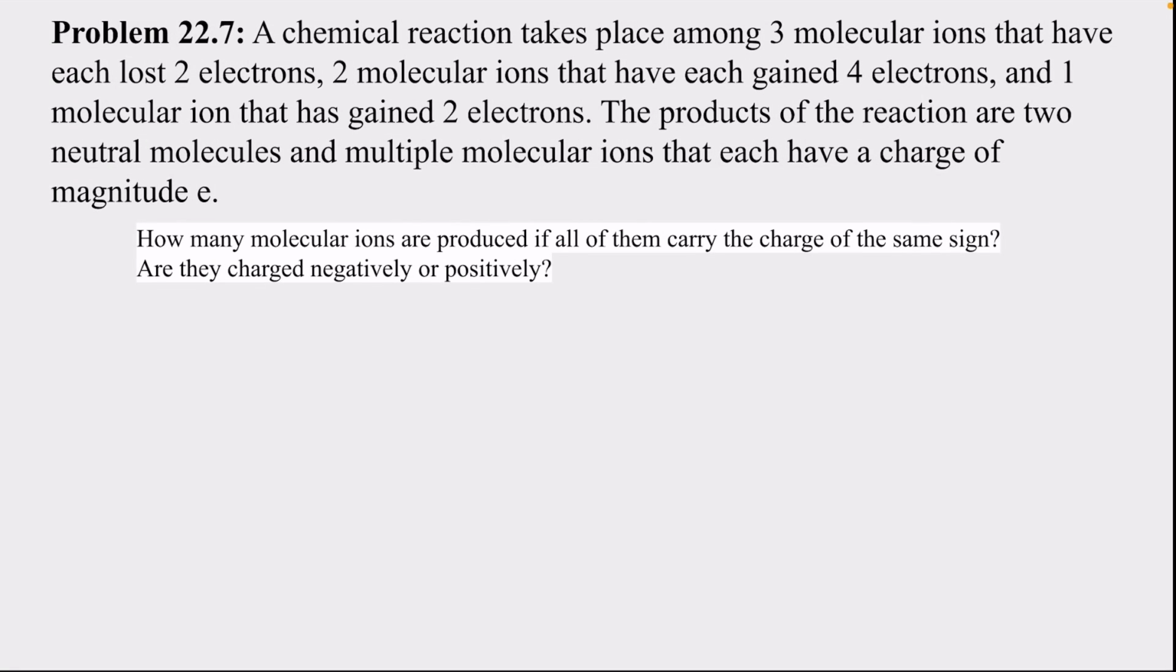A chemical reaction takes place among three molecular ions that have each lost 2 electrons, two molecular ions that have each gained 4 electrons, and one molecular ion that has gained 2 electrons. The products of the reaction are 2 neutral molecules and multiple molecular ions that each have a charge of magnitude E.